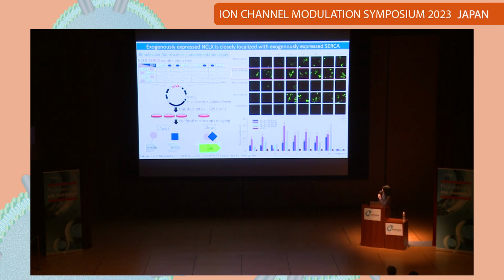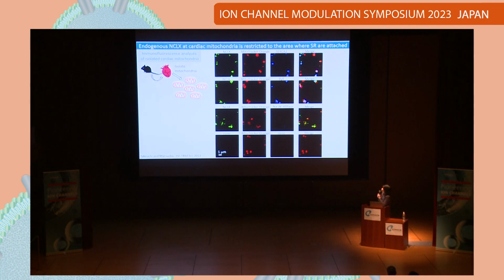Then we examined the endogenous expression of NCLX in the heart. First, we performed immunofluorescence analysis using isolated mouse cardiac mitochondria. The signals from NCLX, MitoTracker Orange, and other proteins are shown as green, red, and blue, respectively. And the merged images are shown on the right. It's clear that the signals from NCLX overlap with MitoTracker Orange. Interestingly, this overlap applied also for SR calcium handling proteins, SERCA and ryanodine receptor, but not for sodium potassium ATPase used as a plasma membrane marker. So, endogenous NCLX at cardiac mitochondria is restricted to the area where SR are attached.